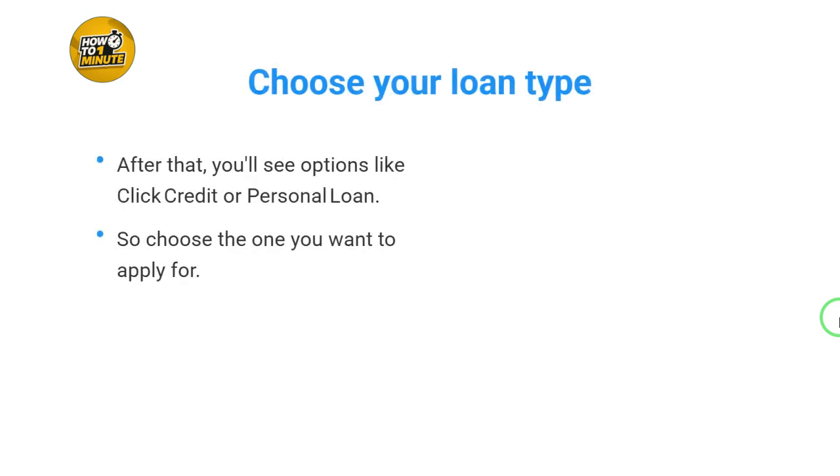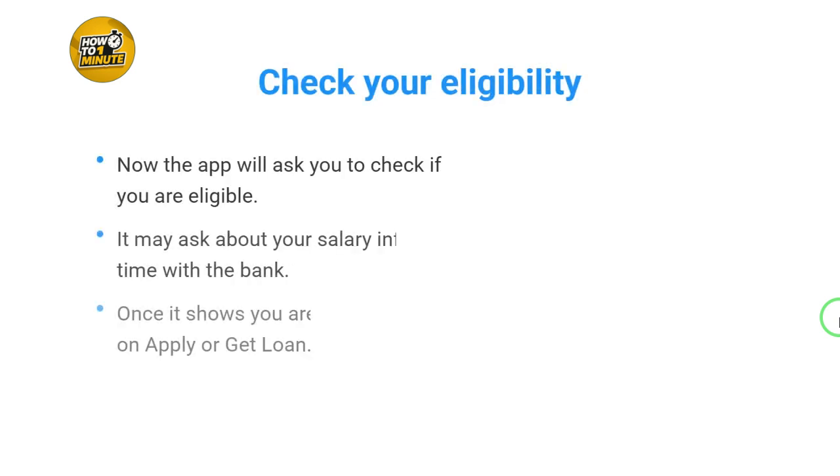After that, you'll see options like Click Credit or Personal Loan. So choose the one you want to apply for. Now the app will ask you to check if you are eligible. It may ask about your salary info or time with the bank. Once it shows you are eligible, tap on Apply or Get Loan.